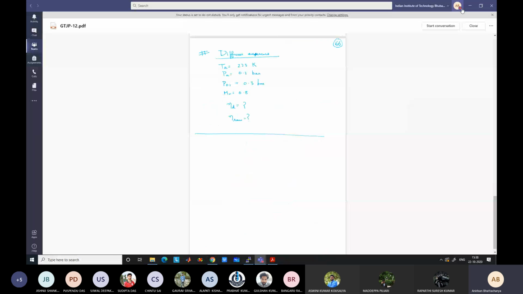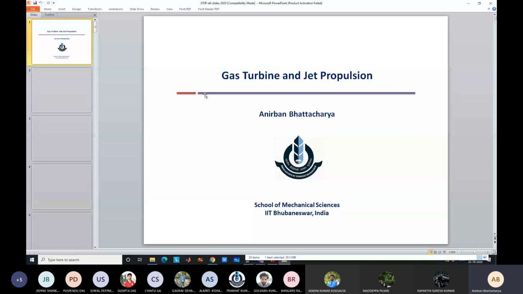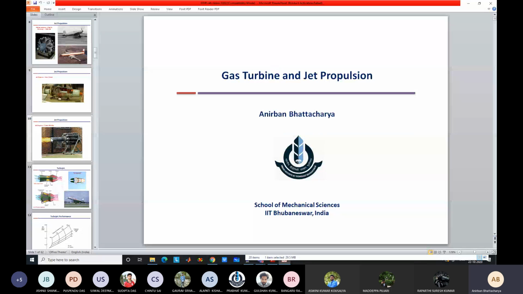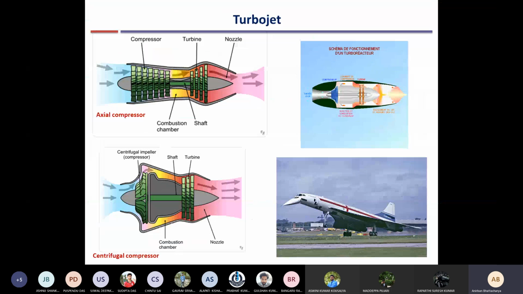Before going into the written part, we'll go through some slides. We have gone through the slides once quickly, but I will just recap once again. We have discussed industrial gas turbine cycles. We have not discussed the individual components. We have done cycle level analysis.